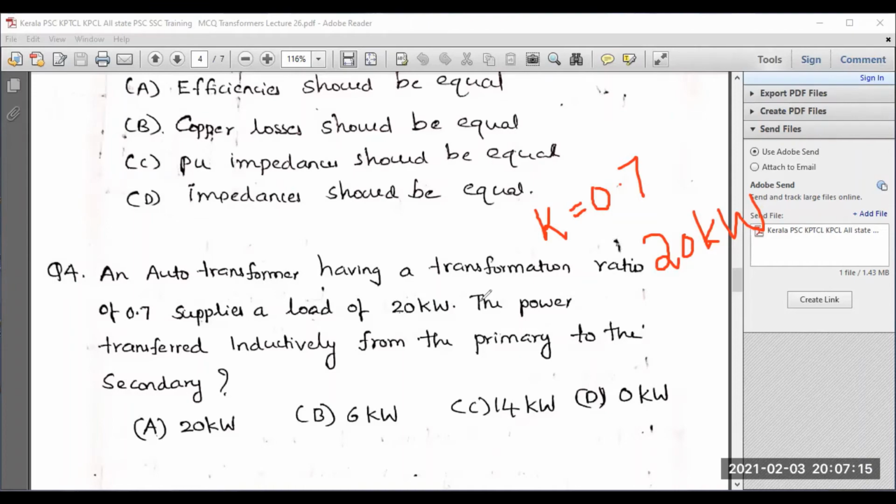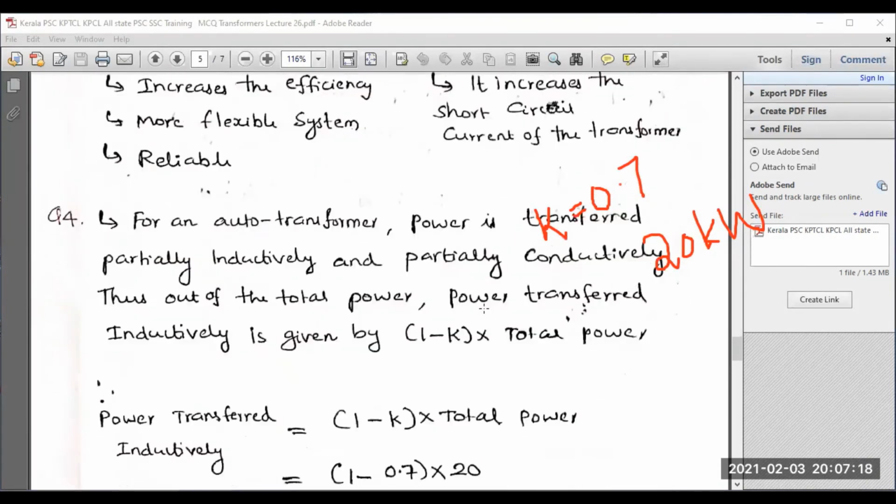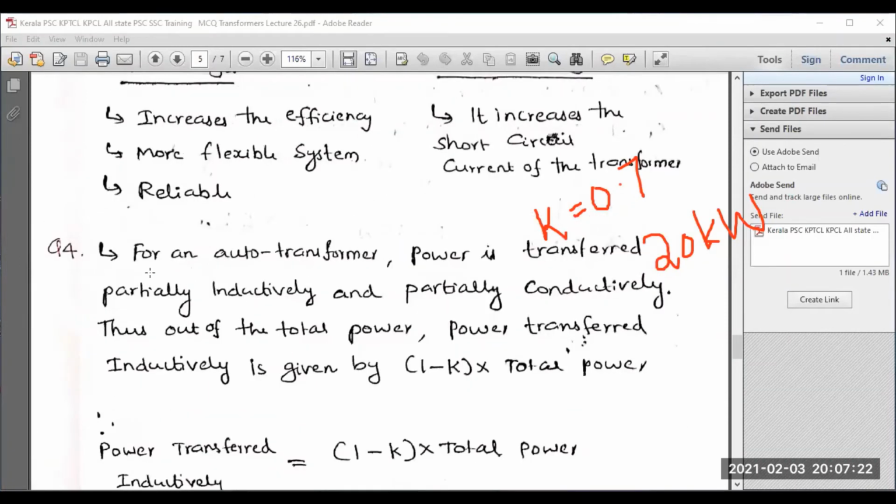So you should understand what an auto transformer is. I have collected some information about the auto transformer. For an auto transformer, power is transferred partially inductively and partially conductively. Thus, out of the total power, the power transferred inductively is given by (1 minus K) times the total power. It is a single winding transformer. We have only one winding that is divided into two segments, primary and secondary, unlike the conventional type of transformer. There is a saving in copper in the case of an auto transformer. Clear?